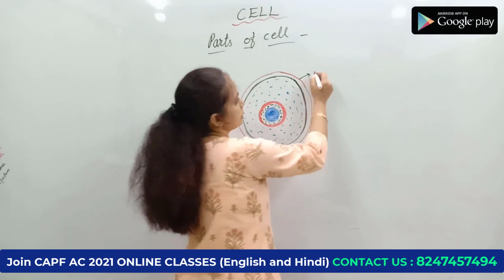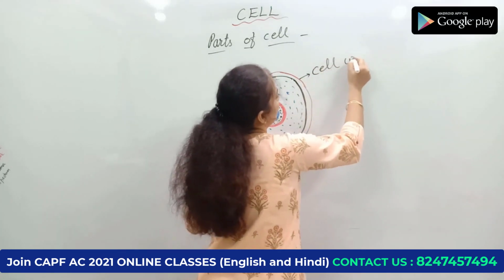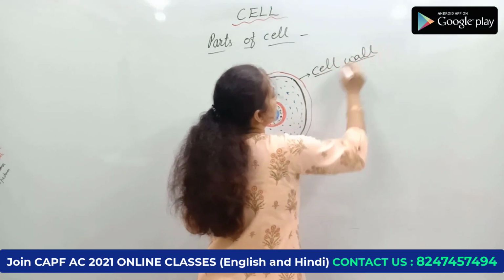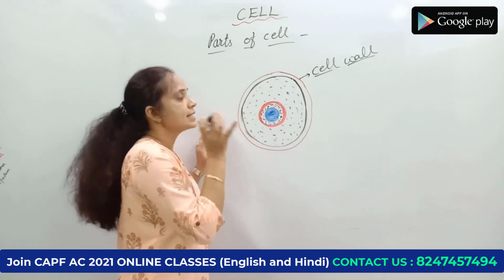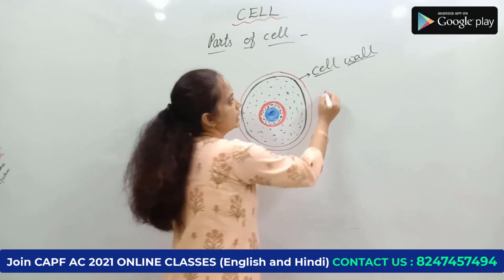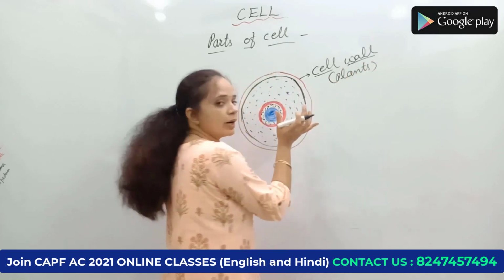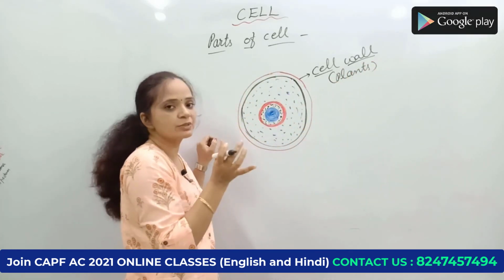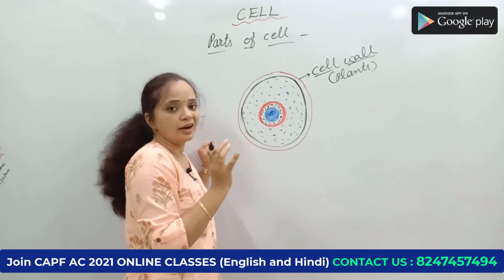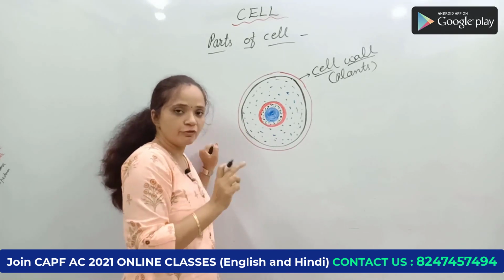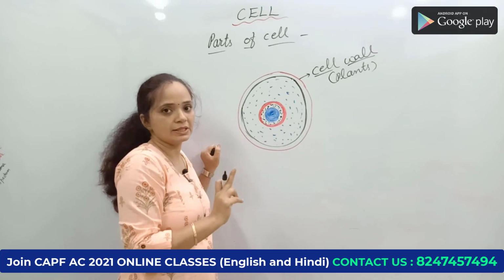The outermost layer is called the cell wall. The cell wall is present only in plants. It is the hardest part of the cell. Which one is the hardest part of the cell? The cell wall is the hardest part, and the cell wall is found only in plants.